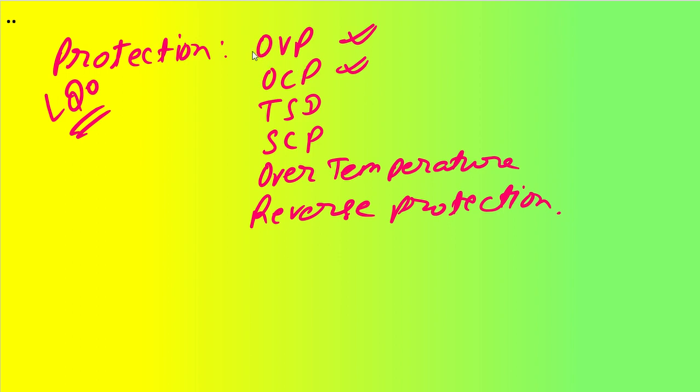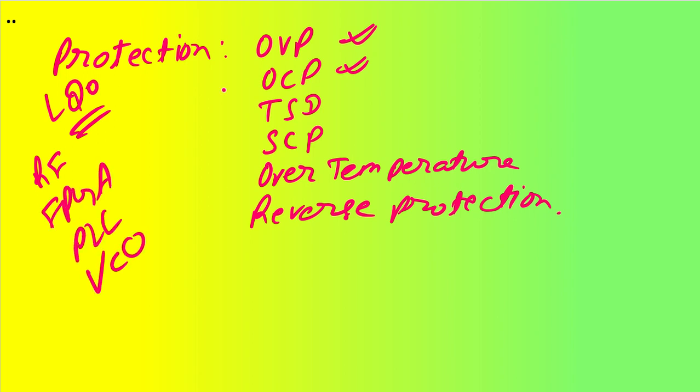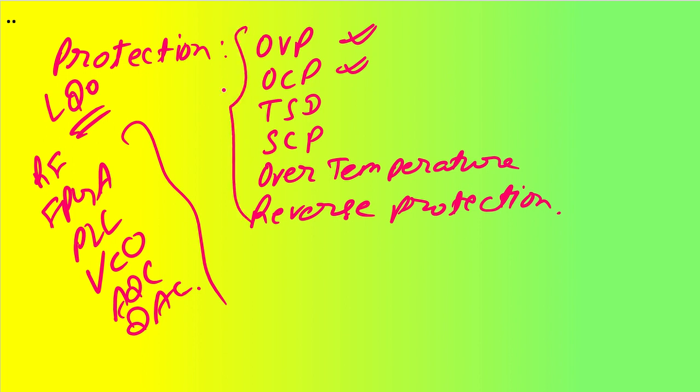There are many regulators which do not come up with so many protection features, but these days the regulators which are going to be used, let's say in your RF applications or FPGA applications or your PLL or VCOs, or you need some ADC and DAC driver power supplies, so very high-end applications, you need these kind of protection mechanisms. So this is your thermal shutdown.